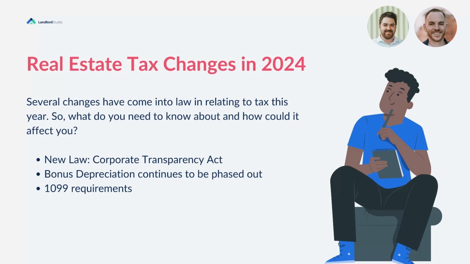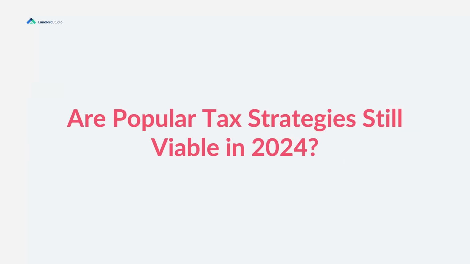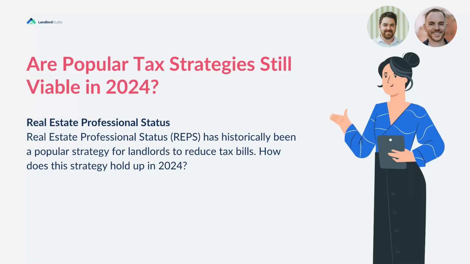So a question that we all have now is, are popular tax strategies still viable in 2024, especially with all these changes that are coming in? I want to talk a little bit about the real estate professional status, which is a very commonly known one, and perhaps a misunderstood one as well. It's always been a popular tax strategy, but is it still viable for landlords? And if an investor is going to aim for real estate professional status, what do they need to know, Tom? Yeah, absolutely. I would say it definitely is still viable.